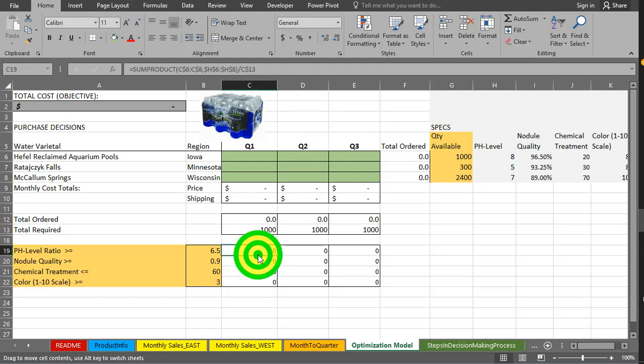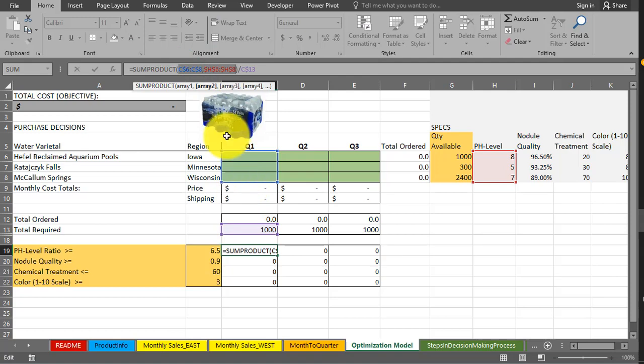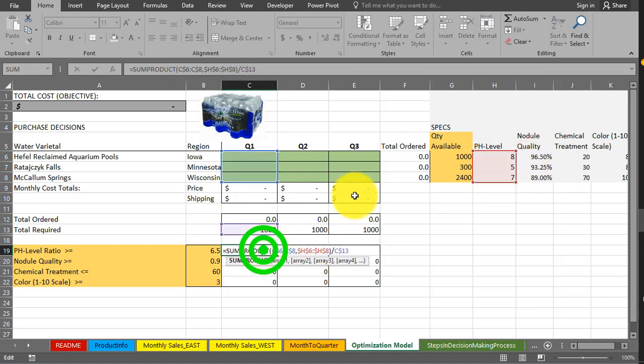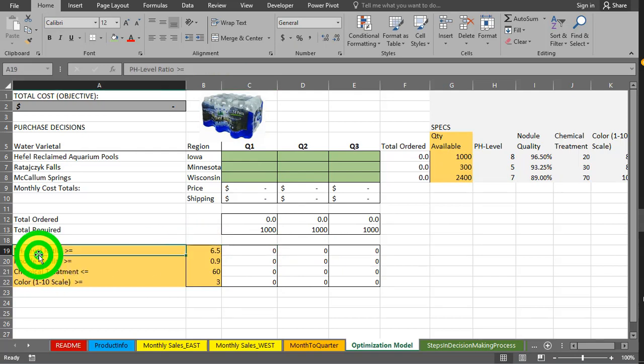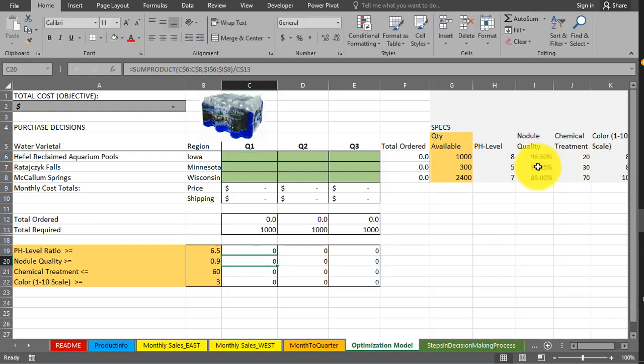What I want you to note though is it's the same thing. It's the same sum product technique as you did up here, but instead of multiplying by price or shipping, you're now multiplying it by one of your variables, right? So in this case, we're multiplying it by the pH level because it says pH level over here. When you go down here and it says nodule quality, you are multiplying it by the nodule quality. Now the only difference is we are dividing it by C13, which is a total required.